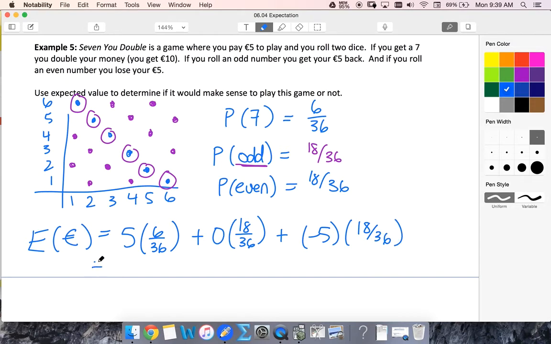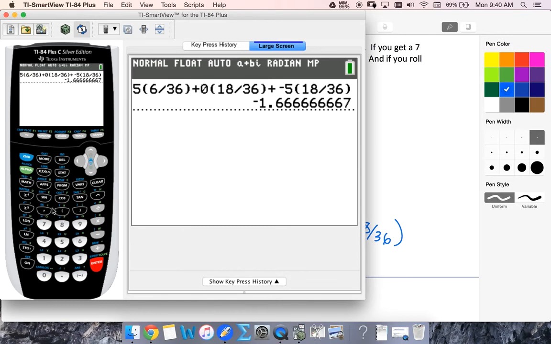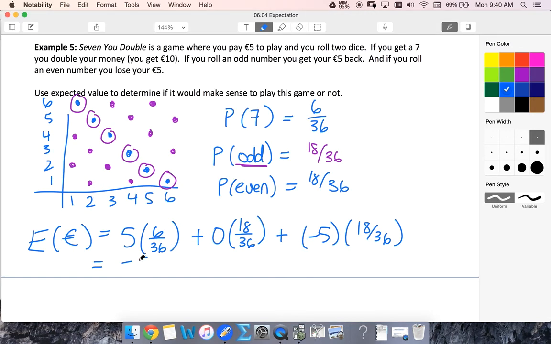So if I work out this expected value, then let's do that in our calculator. We had 5 times 6 out of 36 plus 0 times 18 out of 36 plus -5 times 18 out of 36, and I'll use my parentheses to keep consistent. 18 out of 36. Okay, let's turn that into a fraction. So my expected value is that I lose -1.67 euros every time I play. So that was -5 out of 3, or -1.6 repeating euros per play.